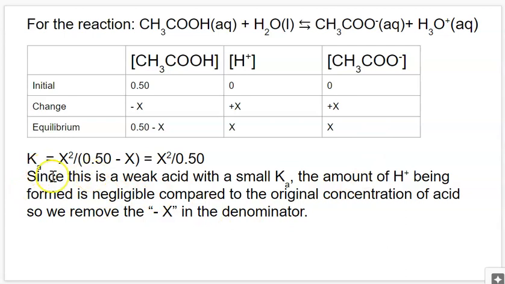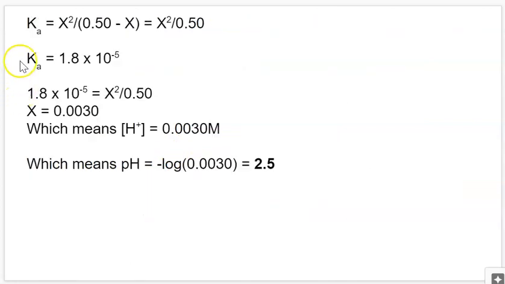So I can set up my equilibrium expression. Ka is going to be equal to x squared over 0.5 minus x. And since this is a weak acid with a small Ka, we can assume that the amount of hydrogen ions being produced is going to be negligible compared to the original concentration. So the minus x here is going to be negligible compared to the 0.5. So we can delete the minus x in the denominator and just have x squared over 0.5. And when we solve for x using 1.8 times 10 to the negative 5 as our Ka, we end up with 0.0030. So that means this is our hydrogen ion concentration.